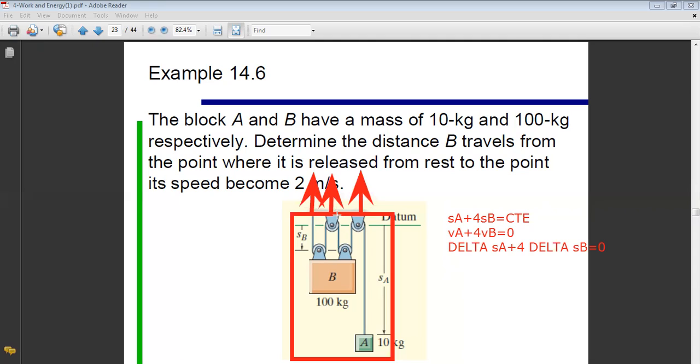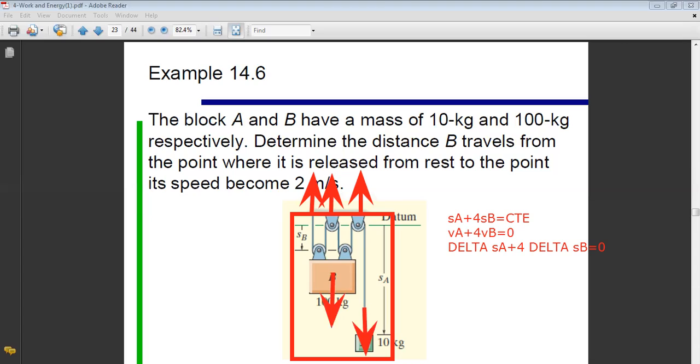If you are doing work and energy, what will be the work of these forces at the support? Zero, because for work we should have displacement. These forces are acting on fixed points, so they will not produce any work. So the only two forces producing work are the weight of B and the weight of A. So these two will produce work.